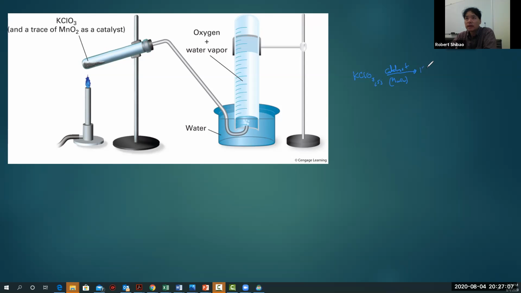And so this is going to form KCl plus 1/2, or 3, not 1/2. How many O2s will form? 3/2, excuse me, 3/2 O2 gas. This is solid. So what we're doing is we're generating O2 gas. So there's going to be O2 gas in here, which will color red. So we're collecting O2.